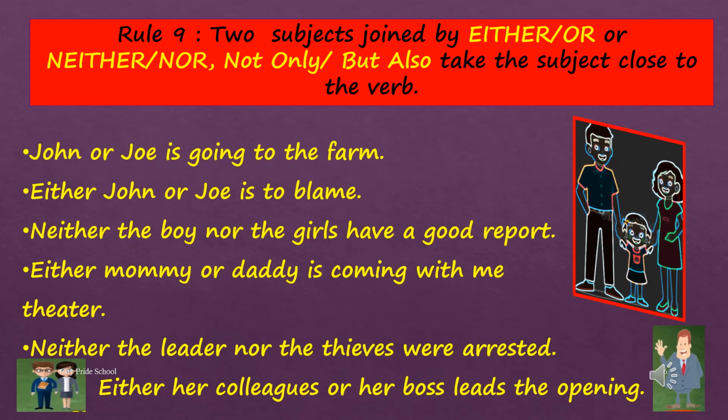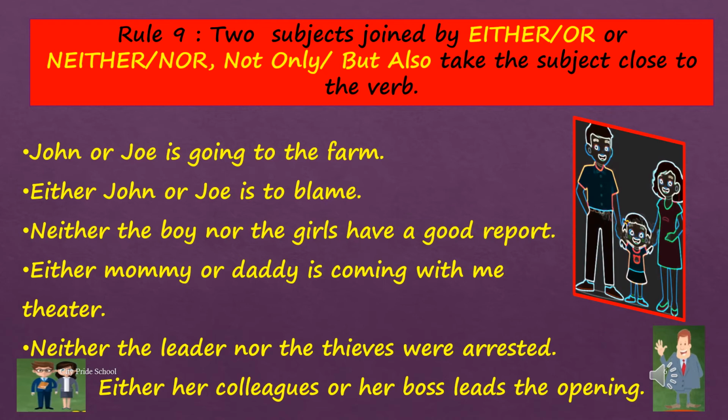Now, when two subjects are joined by correlative conjunctions like either-or, neither-nor, not only-but also, the verb will agree with the subject that is closer to it. Like, John or Joe is going to the farm. So "is" will agree with Joe.